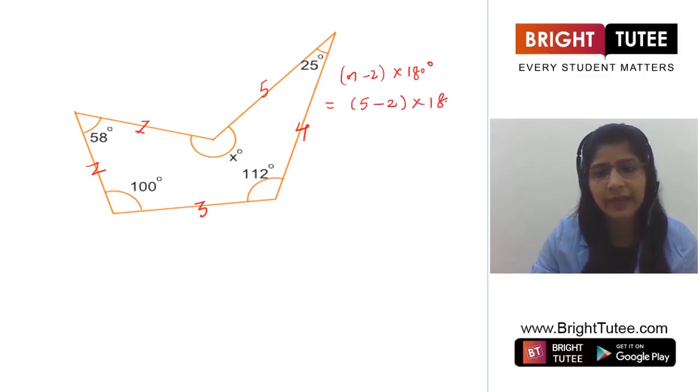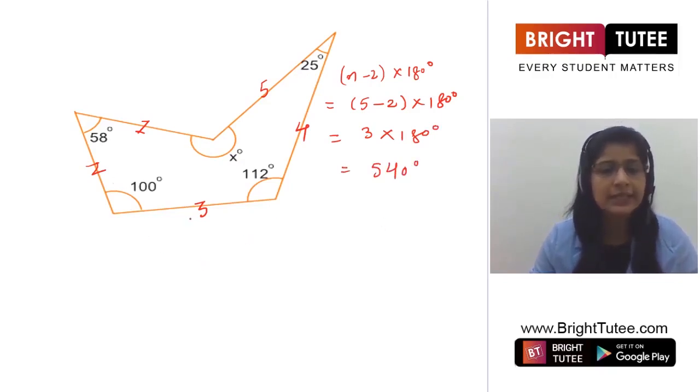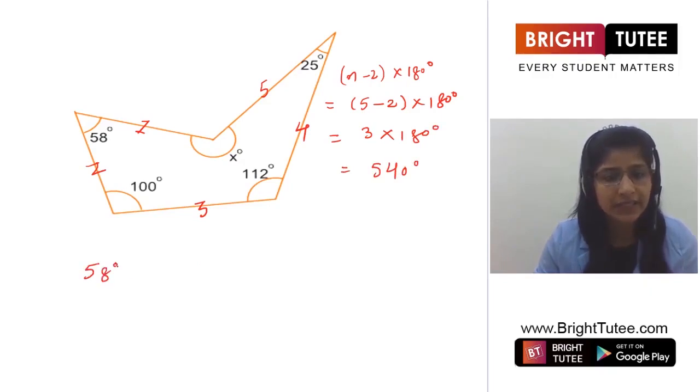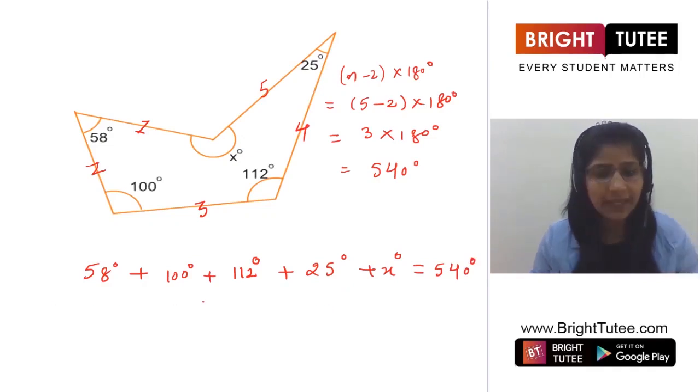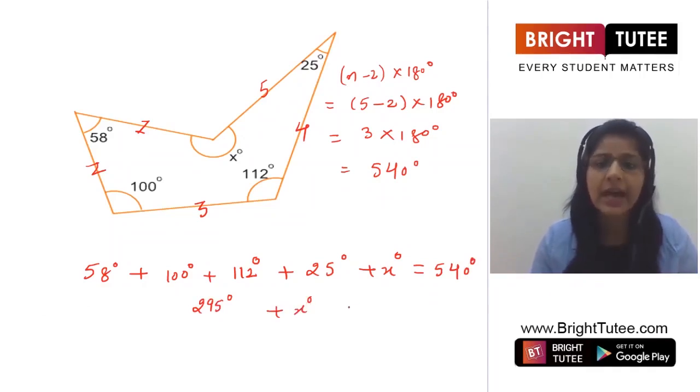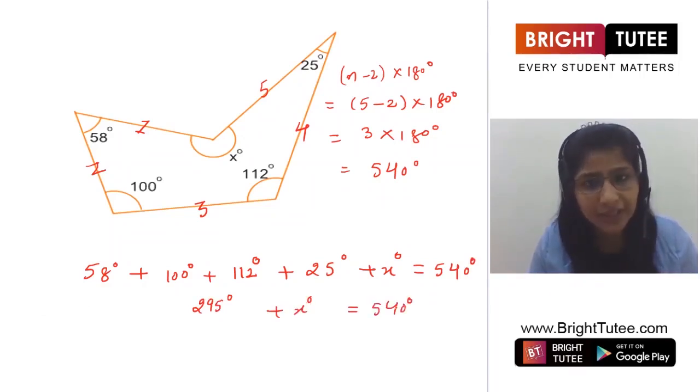5 minus 2 multiplied with 180 degrees. 5 minus 2 is 3 multiplied with 180 degrees. And it comes out to be 540 degrees. Now let us add all these angles. 58 degrees plus 100 degrees plus 112 degrees plus 25 degrees plus x degrees is equal to 540 degrees. Now we will add all these. Adding them, we will get 295 degrees plus x degrees, and it is equal to 540 degrees, right?